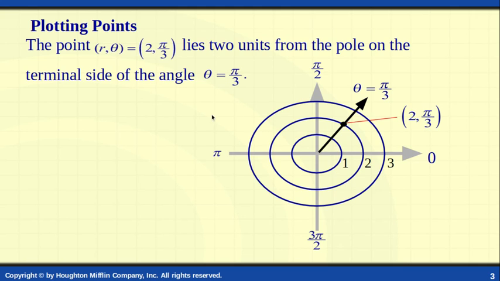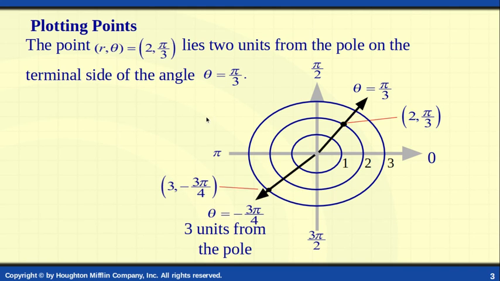Then we could plot another point. This one we've got 3 comma negative 3 pi over 4. Since we want to be 3 units away from the pole, we're going to be on this radius 3 circle. And we're going to revolve negative 3 pi over 4 radians. Starting at our polar axis, negative 3 pi over 4. Remember, pi over 4 is 45 degrees. So negative 1, 2, 3 pi over 4. And that's how we would plot that point.